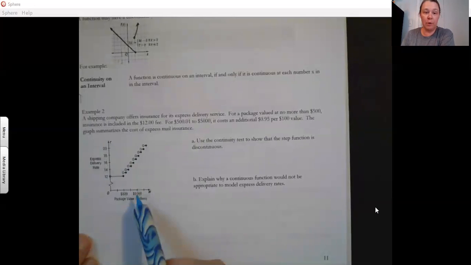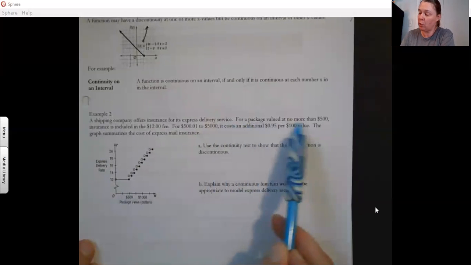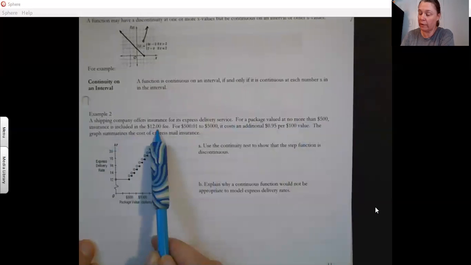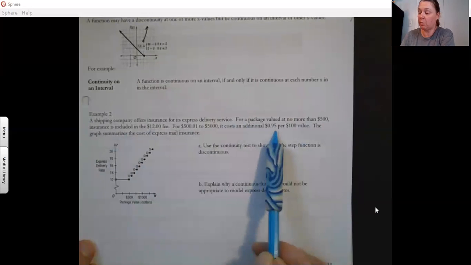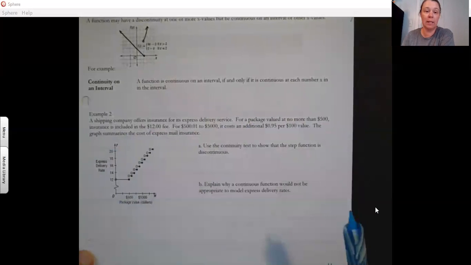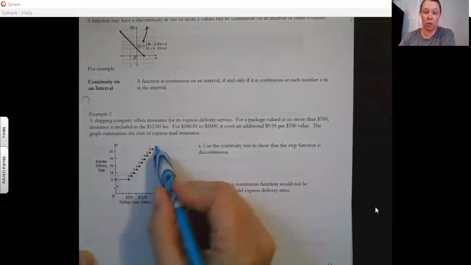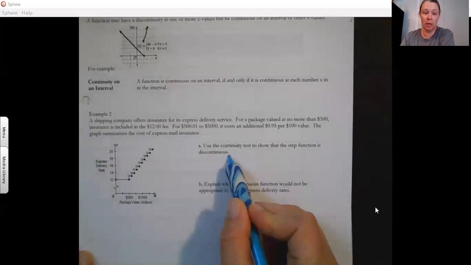All right, so if we look at example 2, it says a shipping company offers insurance for its express delivery service for a package valued at no more than $500. Insurance is included in the $12 fee. Then for 501 to 5,000, it costs an additional 95 cents per $100 of value. This graph summarizes the cost. So this is kind of how packaging works in general. Like when you buy a stamp, that stamp is for anything from 0 to 1 ounce. Anything over 1 ounce, then you're going to have to put an additional however many cents from 1 ounce to 2 ounces. So you get these step functions. So it says use a continuity test to show that the step function is discontinuous.